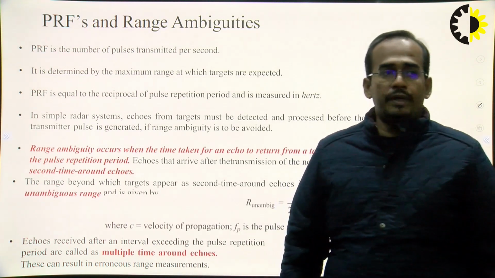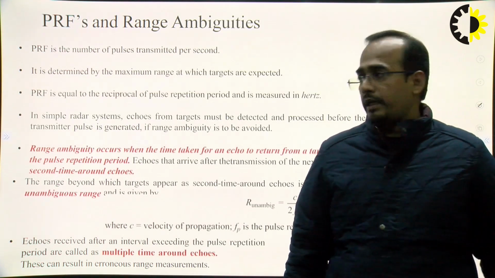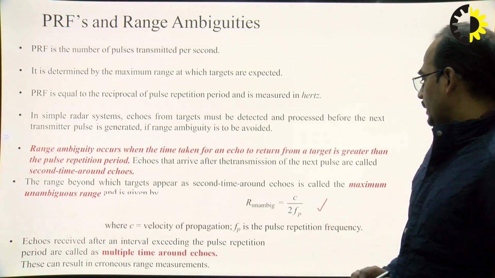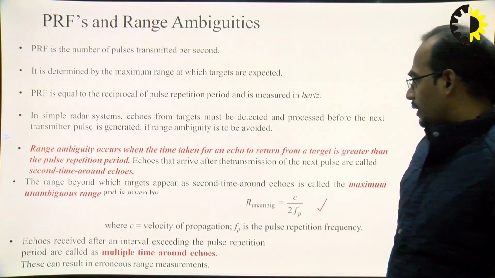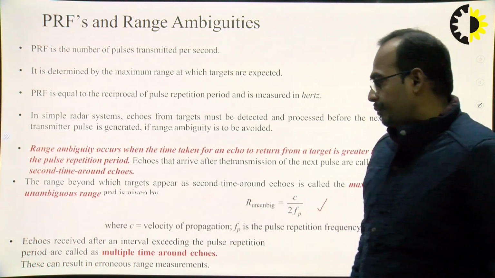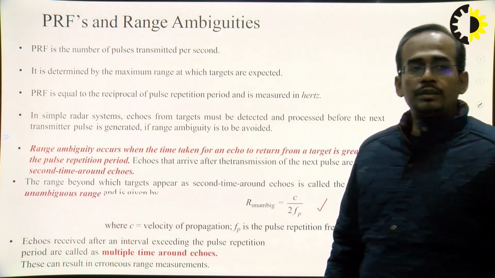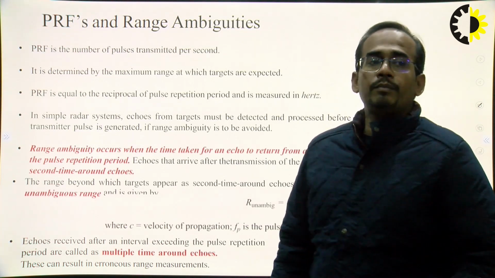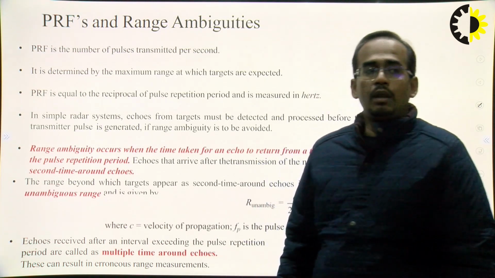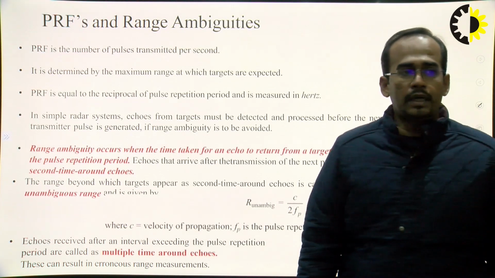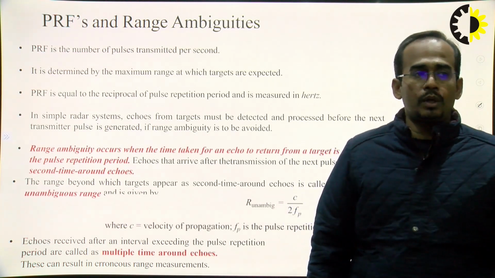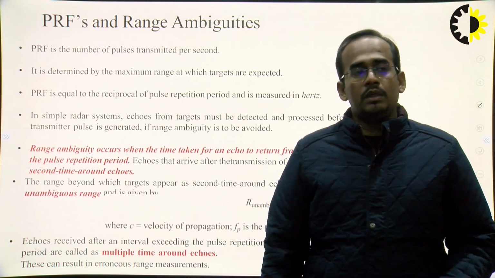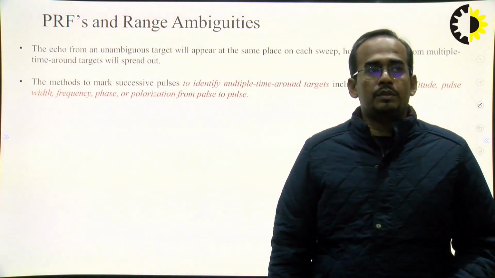So how will I find the range beyond which targets appear? The maximum unambiguous range is equal to C by twice Fp, where C is the velocity of propagation and Fp is the pulse repetition frequency. Echoes received from intervals exceeding the pulse repetition period are called multiple time around echoes. These can result in erroneous range measurements.